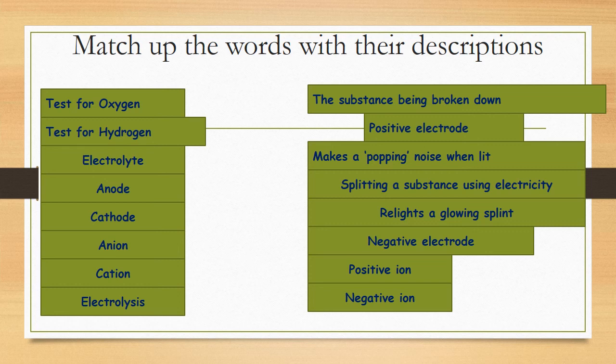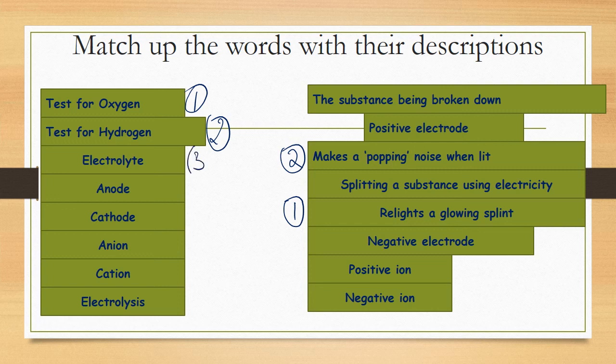So just to give a couple of examples of revision, match up the words with their descriptions. Pause the video now and see if you get the correct answers. This is also going back onto your earlier stuff as well. So what's the test for oxygen? The test for oxygen, labeling that 1, is that it relights a glowing splint. The test for hydrogen, so 2, is the squeaky pop test. It pops when lit.